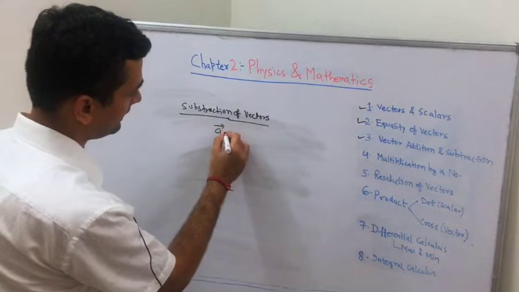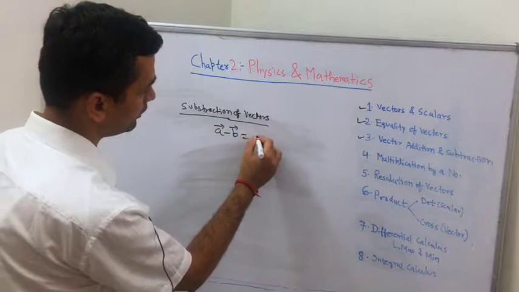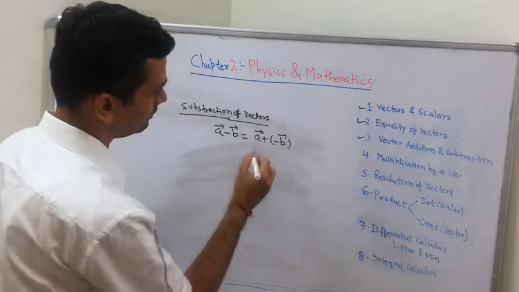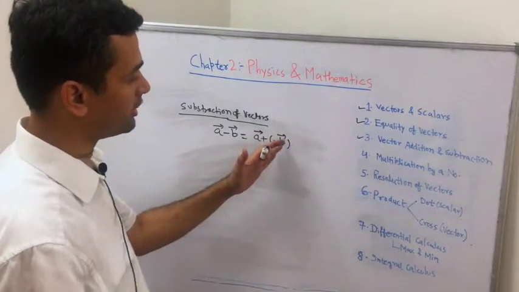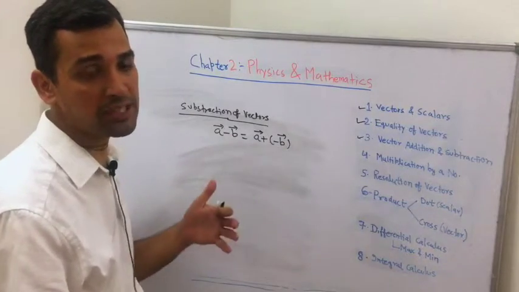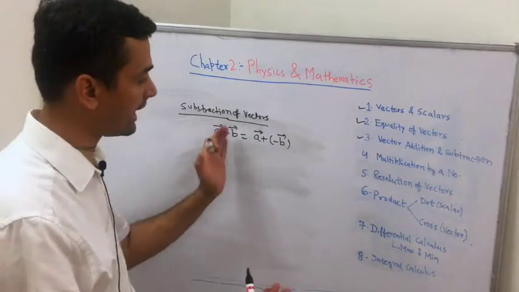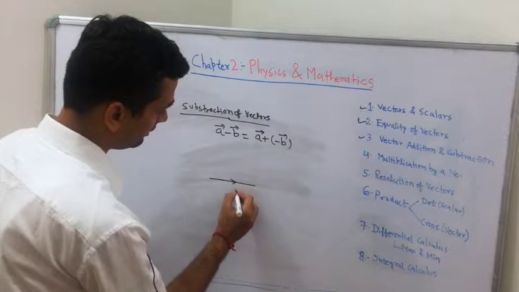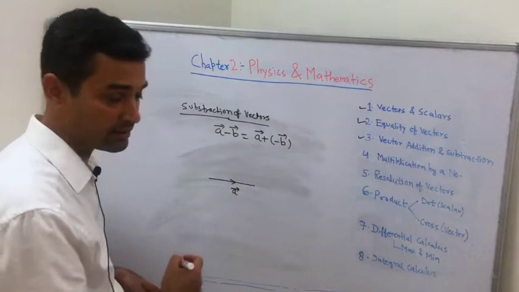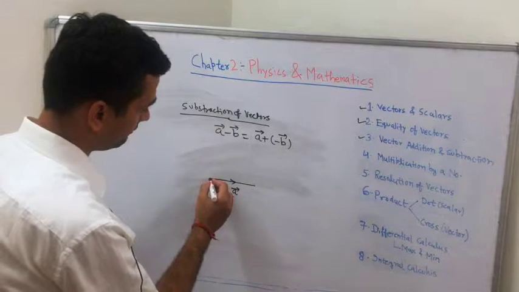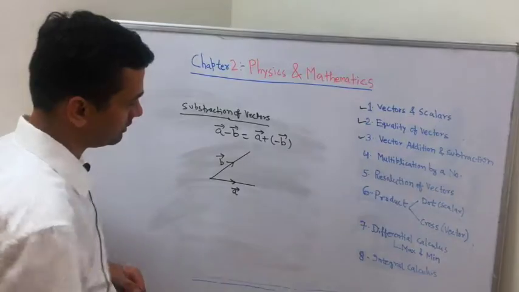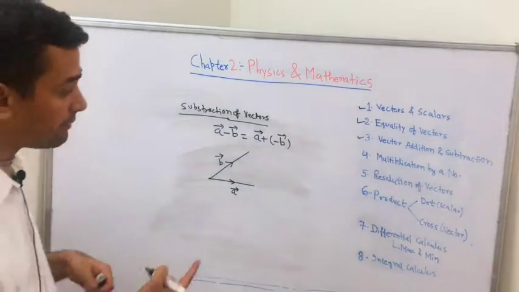So when I say A minus B, this is equivalent to saying A plus minus B. So what I need to do is reverse the direction of B, keeping the same magnitude, and then add it with A. So how do I do it? Let's say I have a vector A and a vector B like earlier. I need to find A minus B.